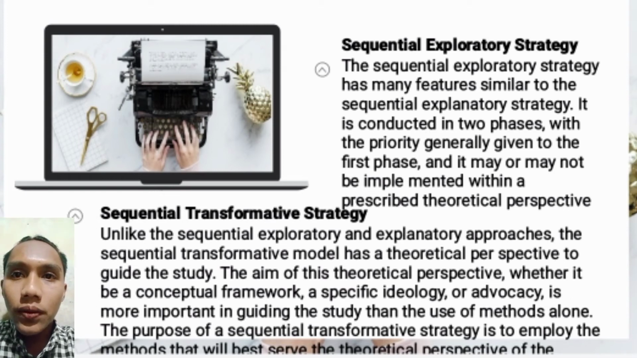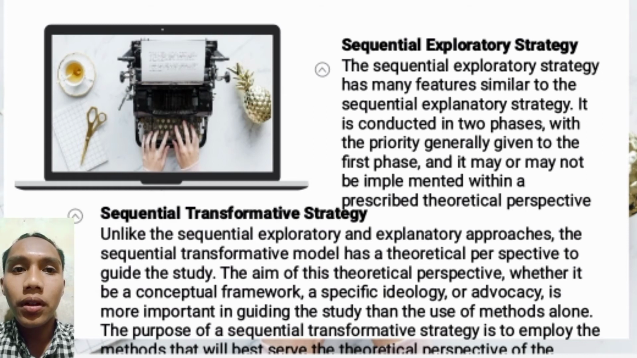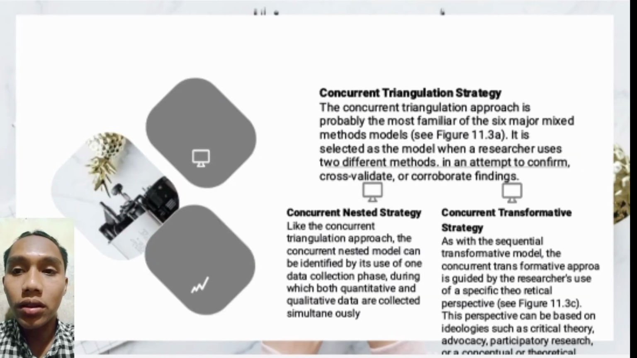Sequential transformative strategy. Unlike the sequential explanatory and exploratory approaches, the sequential transformative model has a theoretical perspective to guide the study. The aim of this theoretical perspective, whether it be a conceptual framework, a specific ideology, or advocacy, is more important in guiding the study than the use of methods alone.